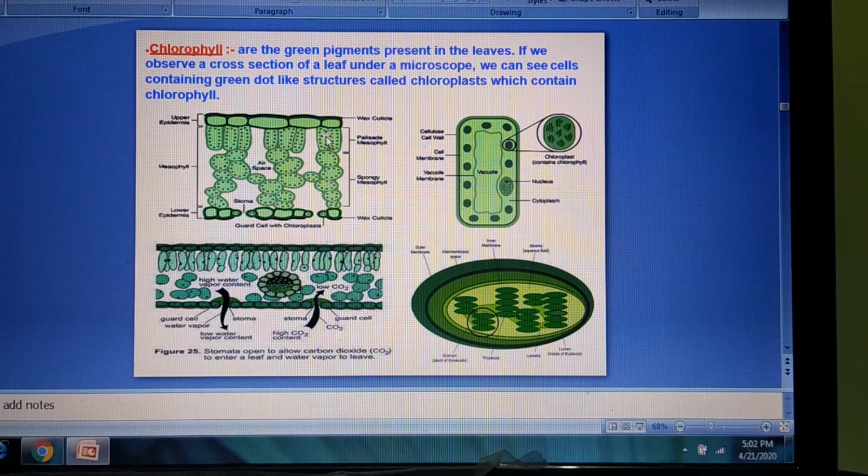When you see these cells, we can find there are so many chloroplasts inside this particular cell. When you take out this mesophyll cell, we can see the cell wall, cell membrane, and then many small chloroplasts present. The central vacuole is there and the nucleus is present, and this is all the cytoplasm.